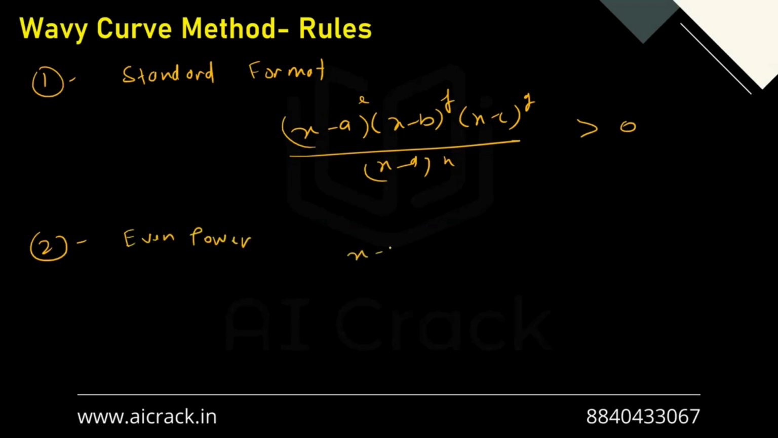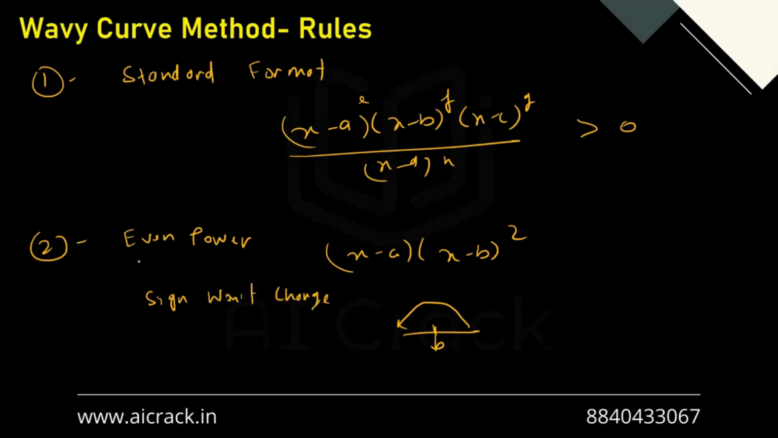So let's say we have an inequality (x minus a), (x minus b) raised to power 2. In that case, whenever we are crossing that b critical point, the sign won't change. So this is the second rule. If we have an even power on a particular term, then when drawing the plus minus diagram, whenever we are crossing the b point, that is the critical point over here, having an even power, the sign won't change.